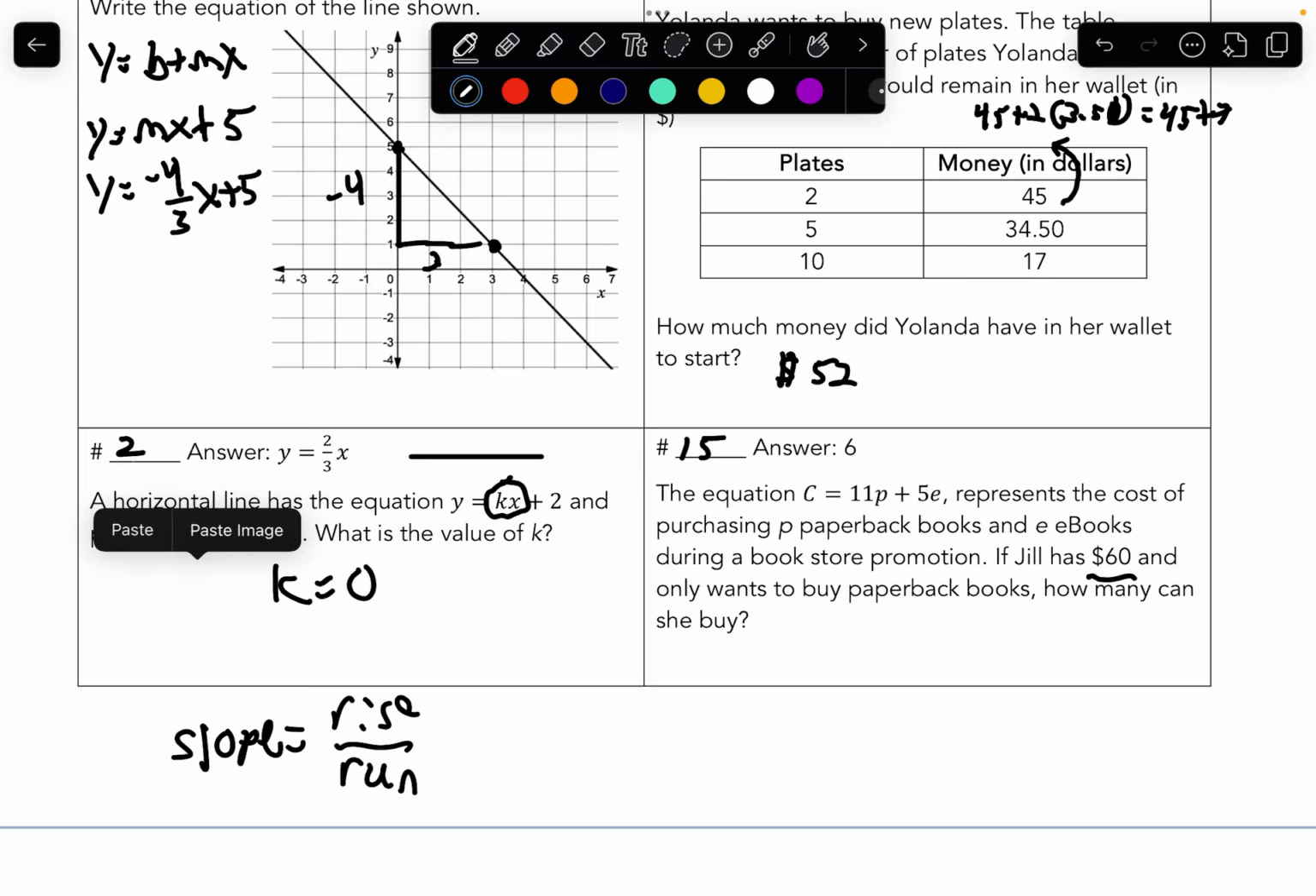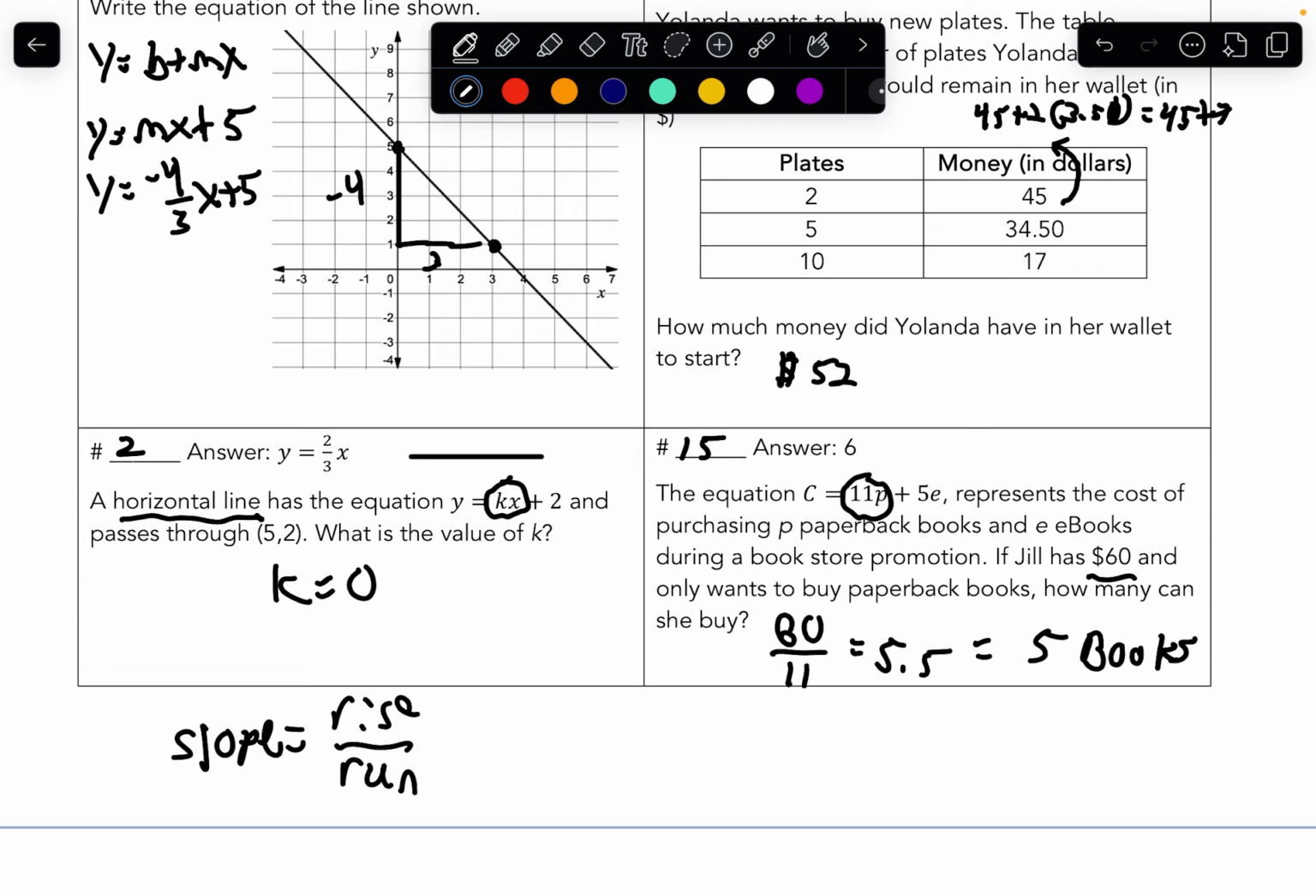Well, each paperback book costs $11, all right, because of the 11P. So we could take the $60 divided by the $11 per paperback book. It doesn't go in evenly, but you can get 60 divided by 11 and get 5.5. How many can she buy? She can't buy half a book, so she can buy 5 books. Okay, 5 books. Now we can look for 5 as your answer.